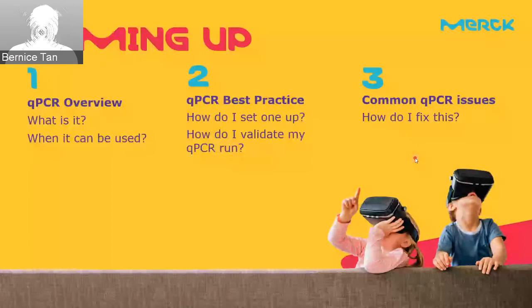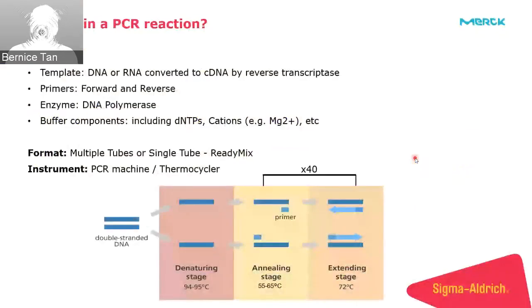All right, so let's just get started. Okay, so an overview. What is in a PCR reaction? PCR stands for polymerase chain reaction. It consists of 4 main components. You need a template for your PCR. It can be DNA or RNA. If you're starting with RNA, you do need to convert it into cDNA by a process called reverse transcription. We'll talk more about reverse transcription in a few slides down.